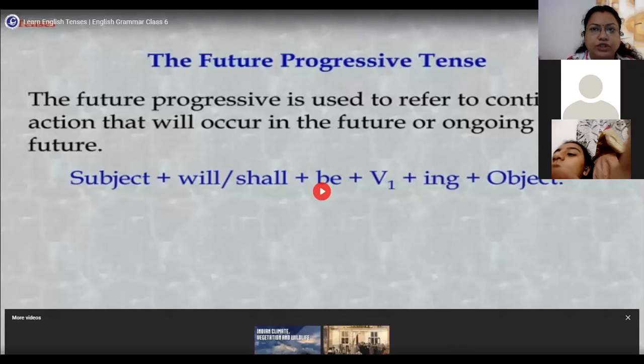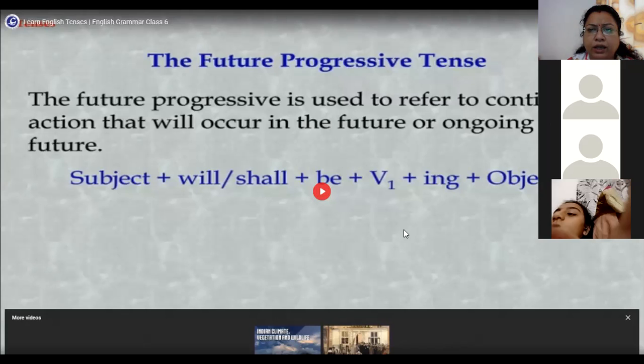So now the formula is that of the future progressive. Children, I think the class is going to be over now, so we will continue it in the next class. It is 12:08 already. Okay, Chaitanya, Lavanya, all of you, clear? Yes, ma'am. Of course, it is very clear.